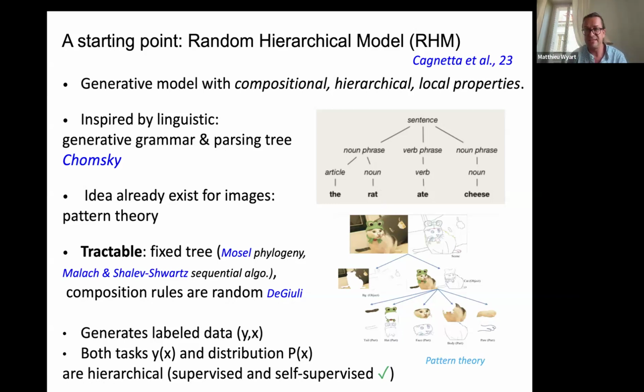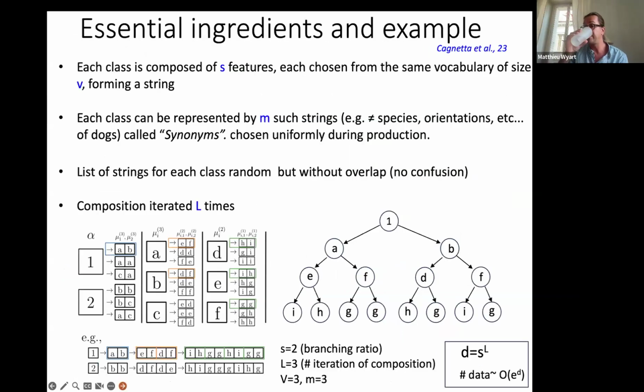And this generative model can give you a bunch of data, which come with the label Y and the data X. So you can think about supervised learning, how a machine will try to learn Y from X. But it also comes with an interesting distribution of the data itself. The distribution P of X is itself hierarchical. And so you can study self-supervised methods based on those models.